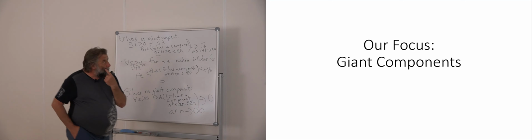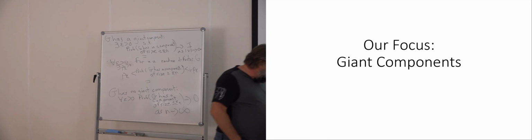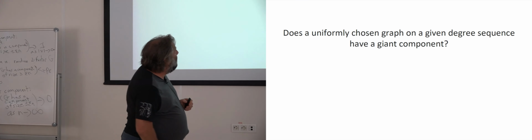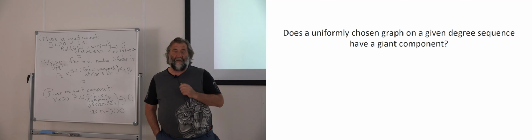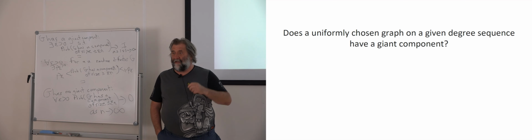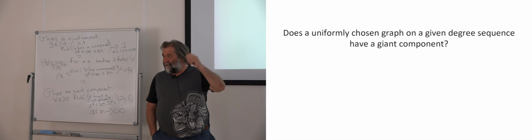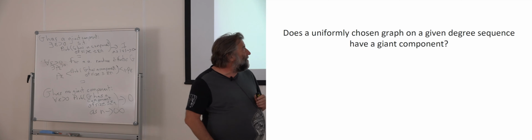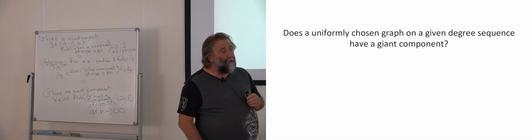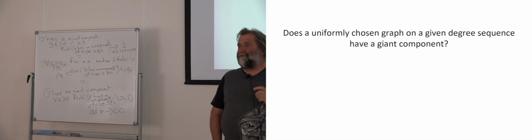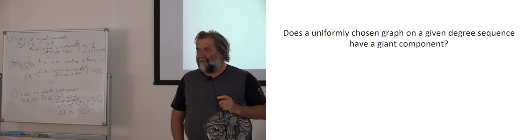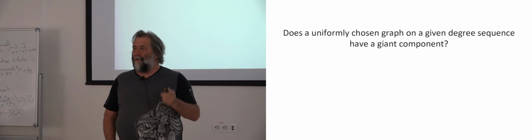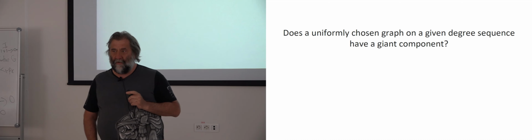Okay? And so we're interested in whether or not there is a giant component, and we want to fix a degree sequence and say for this given degree sequence, I'm going to choose a graph uniformly from this degree sequence and ask whether or not it has a giant component. So we're talking about simple graphs here. We're not in the configuration model. We're not allowing loops, and we're not allowing multiple edges.